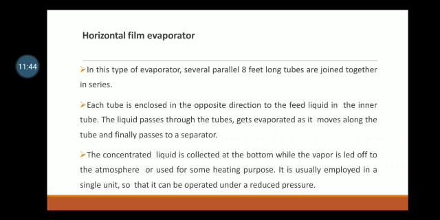Horizontal film evaporator. In this type of evaporator, several parallel 8 feet long tubes are joined together in series. Each tube is enclosed in a jacket, with the heating medium flowing in the opposite direction to the feed liquid in the inner tube. The liquid passes through the tubes, gets evaporated as it moves along the tube, and finally passes to a separator. The concentrated liquid is collected at the bottom while the vapor is let off to the atmosphere or used for some heating purpose. It is usually employed in a single unit so that it can be operated under reduced pressure.